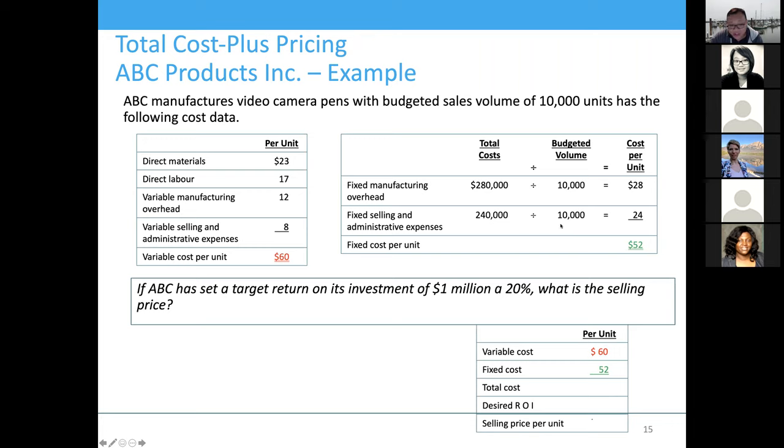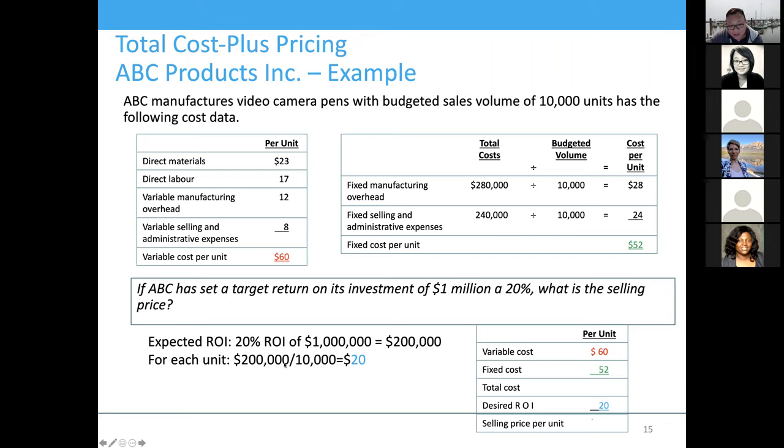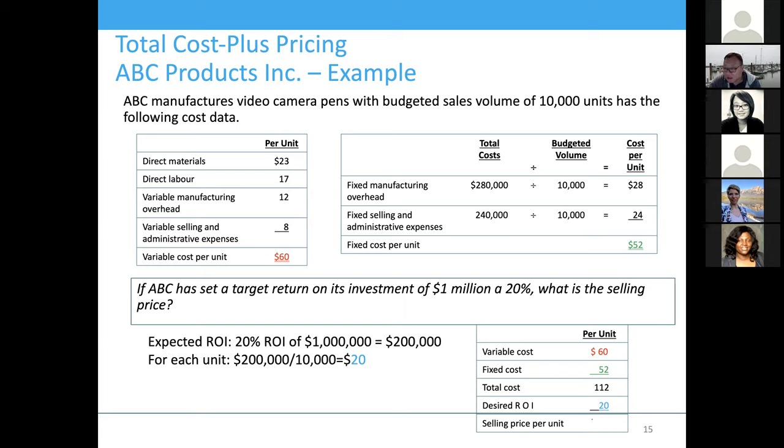So for the volume of 10,000 units, for each unit, 200,000 divided by 10,000 units, the markup is an additional $20, right? Now you can see the lower table here, variable plus fixed. My total is 112, and the $20 is how much I want to make. So my selling price should be $132. Okay, Ruben? Yeah, I agree with that. Okay, good.